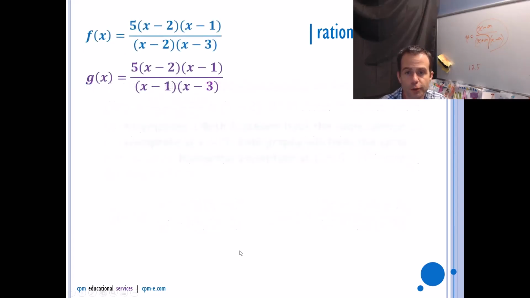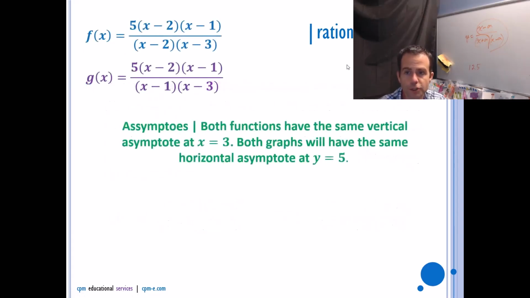Okay, so first of all, asymptotes. Both functions have the same vertical asymptote at x equals 3. Both graphs will have the same horizontal asymptote at y equals 5. So one point I want to make here is not only am I saying that they're the same, I'm also stating what they are. Be as succinct as you can when you're doing this stuff. Okay, point of discontinuity was the next thing to talk about.